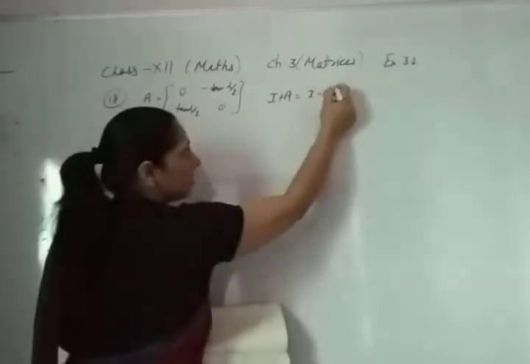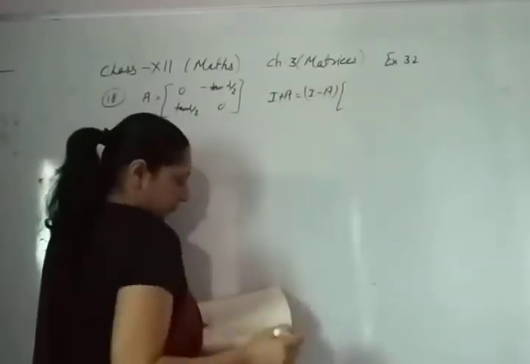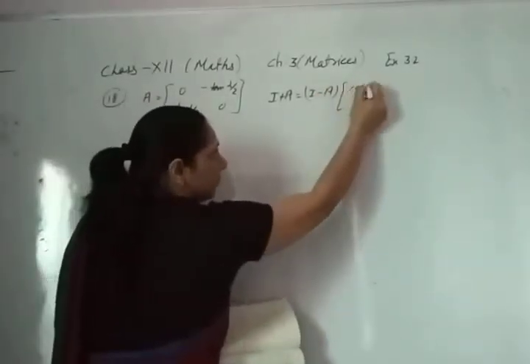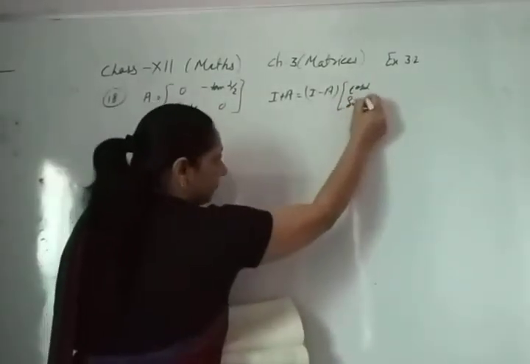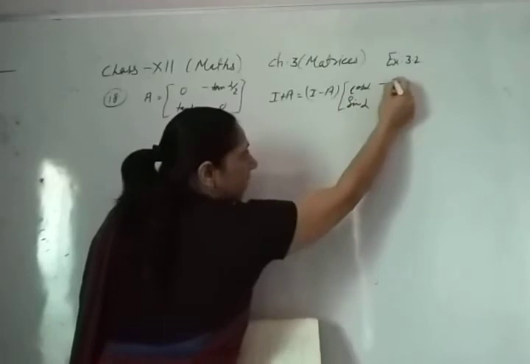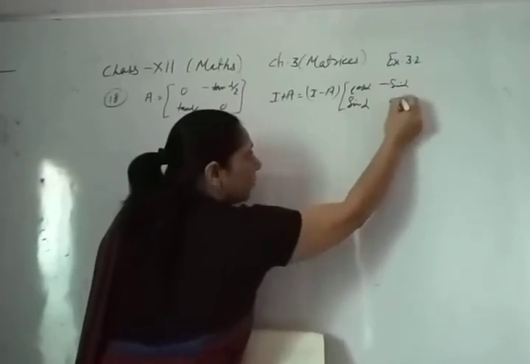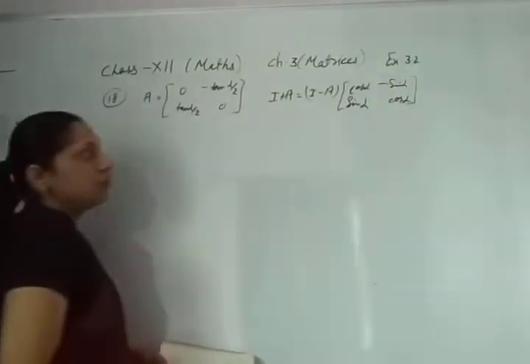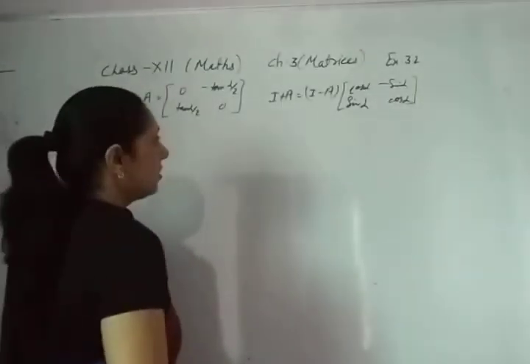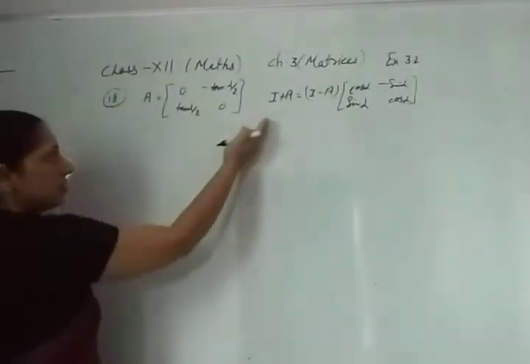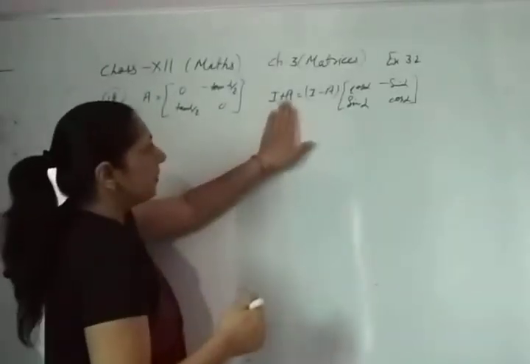I minus A into cos alpha, sin alpha, minus sin alpha, and cos alpha. We have to solve left hand side and right hand side, and we have to show both the answers are same. Now first I am going to solve left hand side.